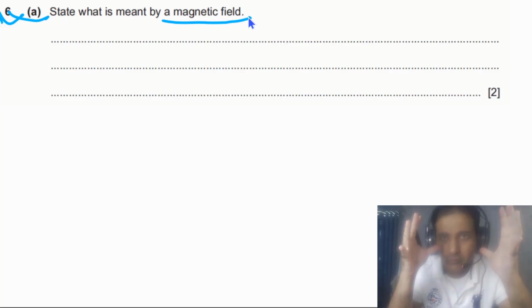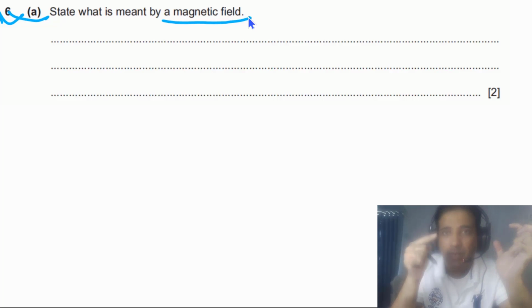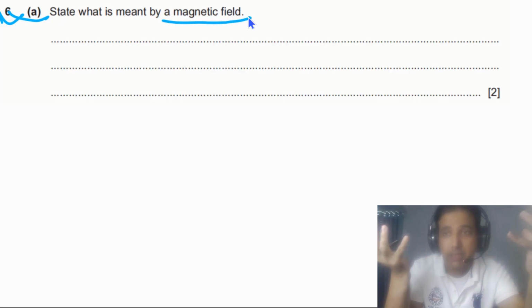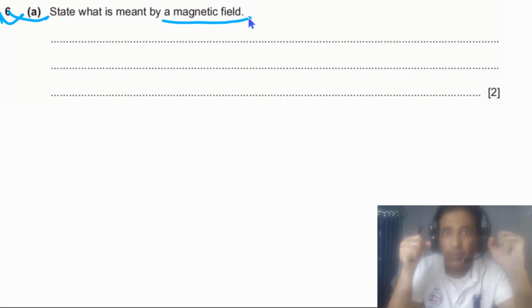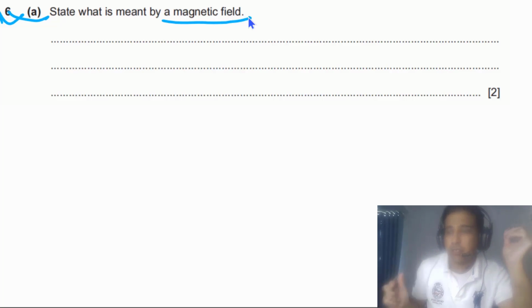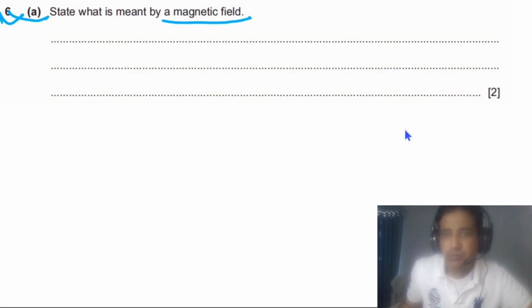Magnetic field simply is a region around a magnetic pole, or we can say around a moving charge, or simply we can say around a current carrying conductor, meaning a current carrying wire. If in that region we bring another magnetic pole, or we bring another moving charge, or we place a current carrying wire in that region, the wire or current carrying conductor will experience a force, and that region we call a magnetic field.